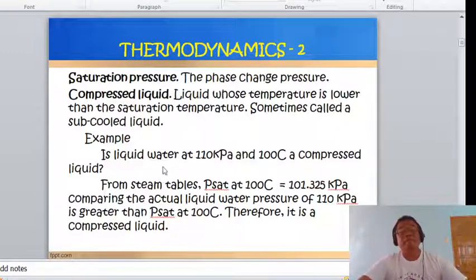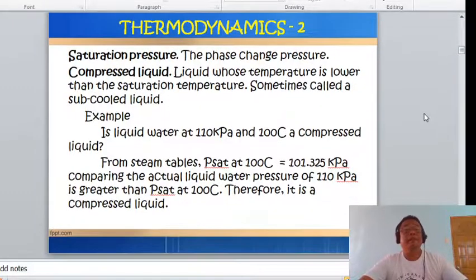Okay, so if you look at the saturation temperature at 110 kilopascal, you will notice that the value is greater than 100, greater than 100 degrees Celsius. Okay, if that is the case, class, the water is at a compressed liquid state. Okay, the water is compressed, or the liquid is compressed.